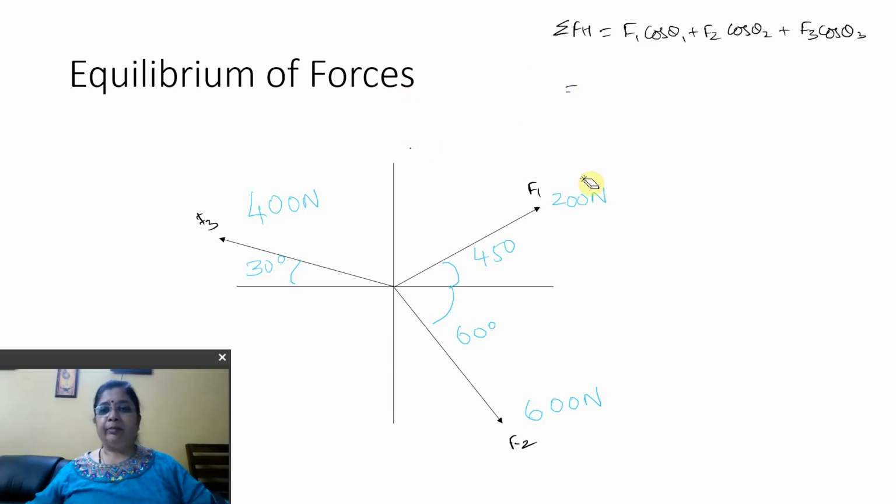Okay, what is my F1? My F1 is 200 Newton into cos 45. Okay. Now what is my F2? F2 is 600 Newton into cos 60. Now comes my F3.